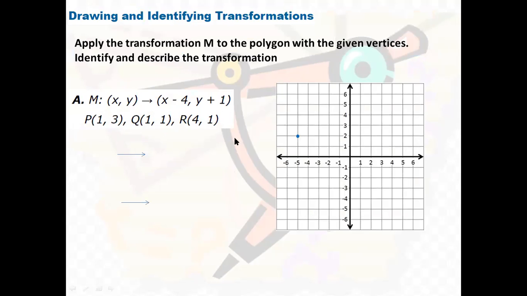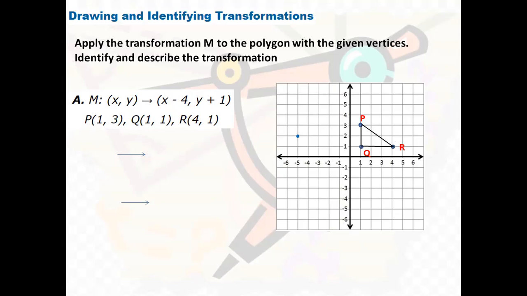So first, let's draw how the figure looks. So these are the coordinates 1 and 3. So this is 1 and 3. This is point P. And then I have Q, which is 1 and 1, and 4, 1, which is R. So if I join, I will get a triangle. This is the pre-image, as this is the figure in the question.